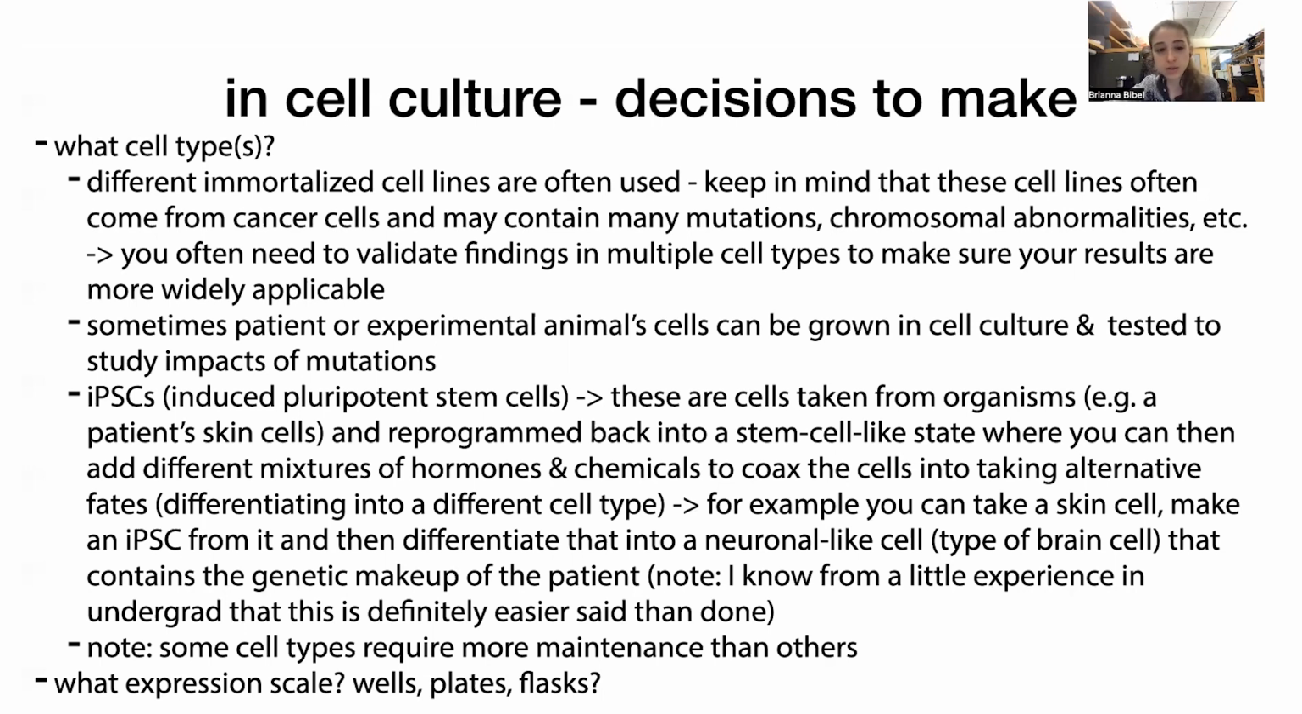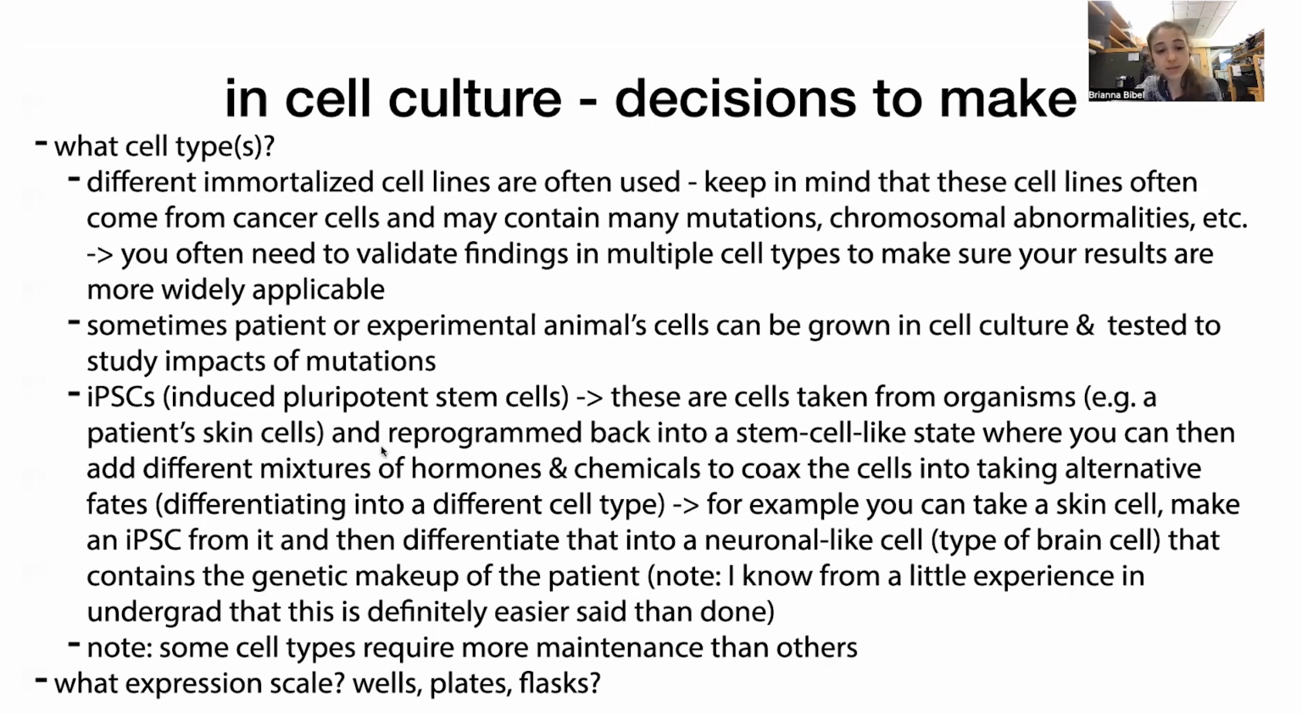And this is going to have the patient's genetic makeup, but you're not having to take cells out of the patient's brain. And so you can make it so that you have very specific types of cells that you want to study. But I know from a little experience in undergrad, when I did a summer research internship fellowship in Steven Finkbeiner's lab, actually right across the street at Gladstone, that this is definitely easier said than done, and these cells take a lot of work.